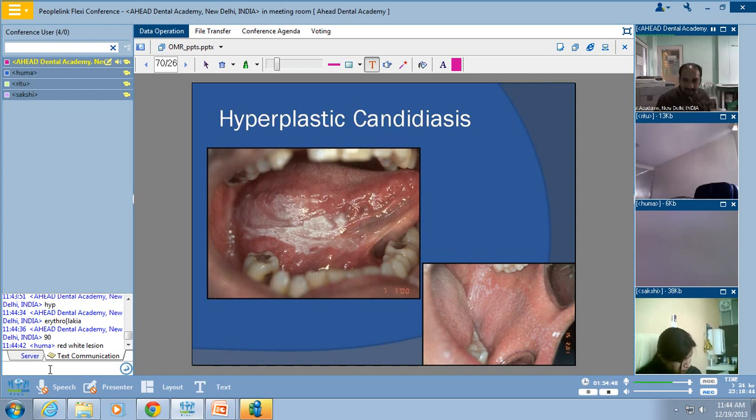After erythroplakia, which lesion has the highest malignant potential? It is OSMF. What is the malignant potential of OSMF? It is 30%. What is the malignant potential of leukoplakia? Lichen planus, you said 1%. What is the malignant potential of leukoplakia? No, it is 4 to 6%. 1% is the answer for oral lichen planus.